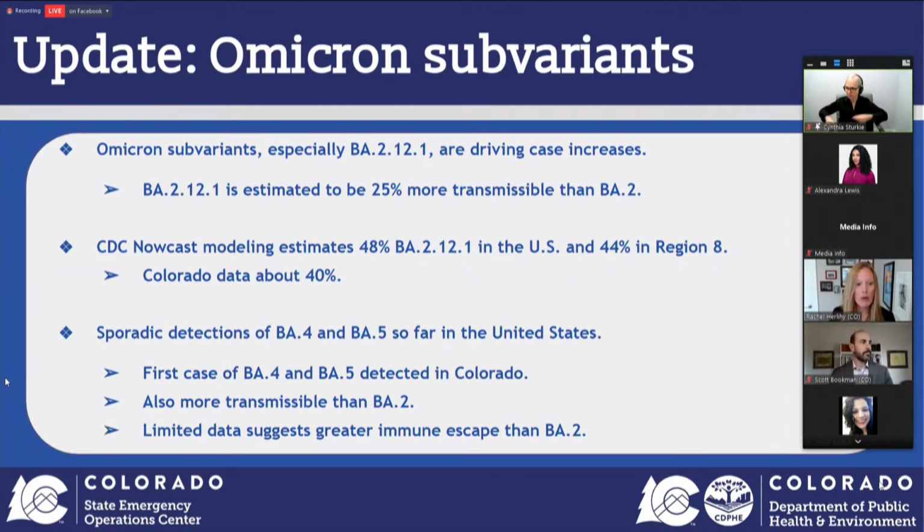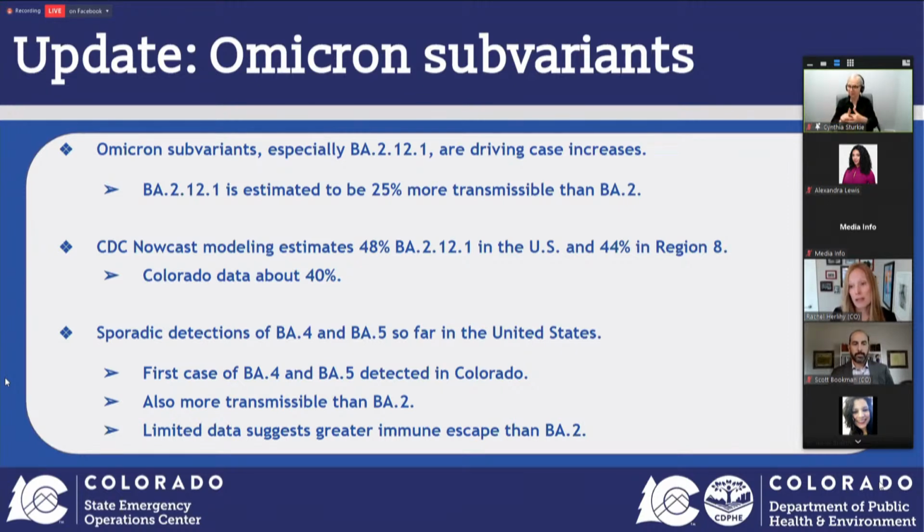Right now, CDC nowcast modeling is estimating about 48% of what's circulating in the US is BA.2.12.1, and that's about 44% in Region 8, which is the region that includes Colorado. Our Colorado specific data is showing us about 40% right now. We have also had sporadic detections of BA.4 and BA.5 in the US and here in Colorado. We had our first detection of BA.5 just this week.